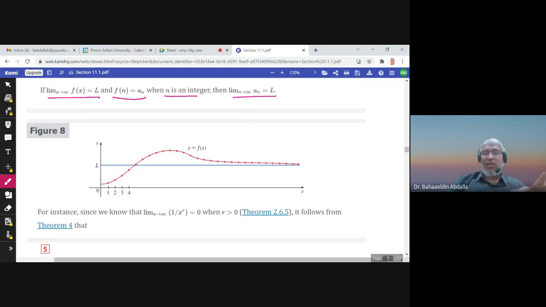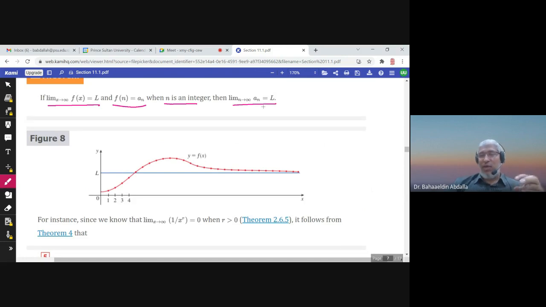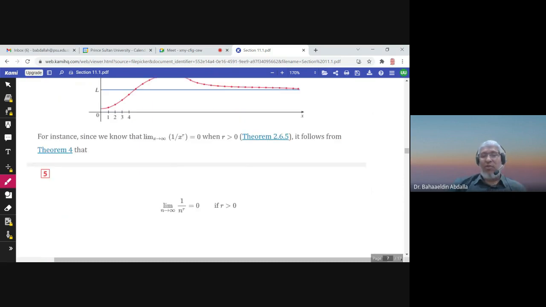What this theorem says is, whenever you want to find the limit of a sequence, you can go to the function and find the limit of the function. And whatever limit is there, it would be the limit of the sequence. So for example, to talk about the limit of 1 over n to the power r, we can talk about the limit of the function 1 over x to the power r. And we have seen that if r is positive, then the limit when x goes to infinity of 1 over x to the power r would be 1 over infinity to the power r. r is positive, so it would be 1 over infinity, so the limit would be 0.